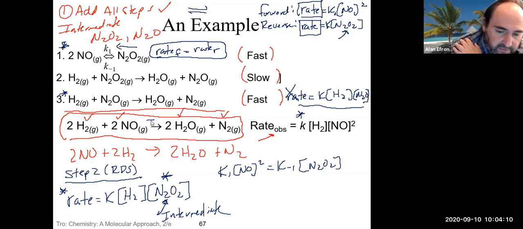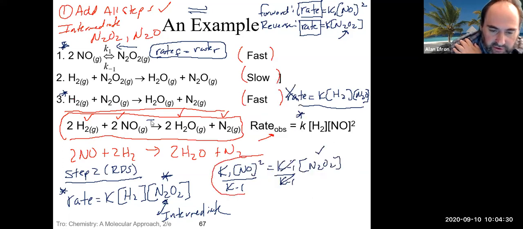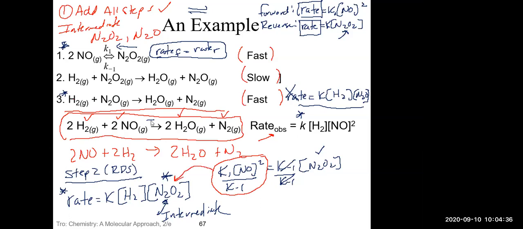That's beneficial because I am looking to solve for this one. So I'm going to divide my K to the minus 1 to the other side. These will cancel. I now have something that I could substitute into my original rate law, which can now go in place of the N2O2 in this particular case.